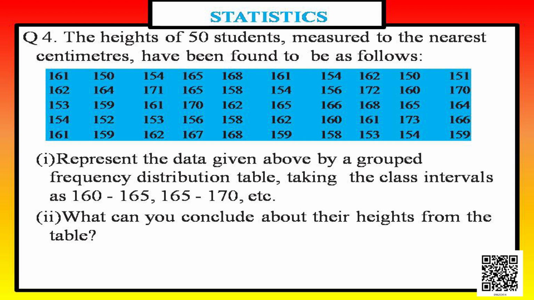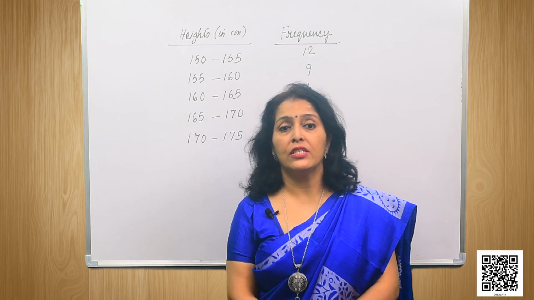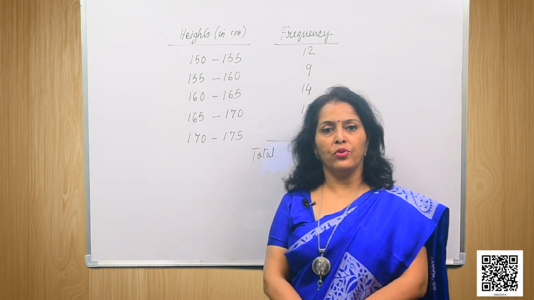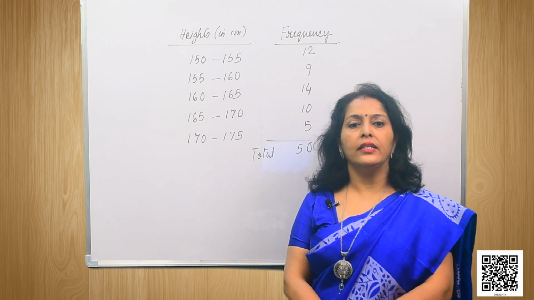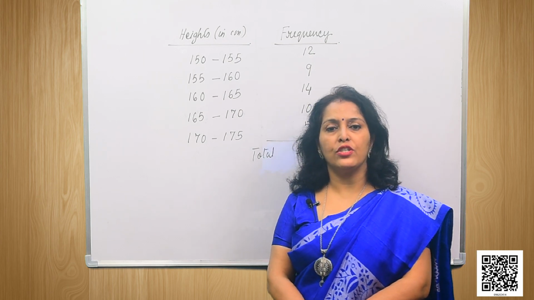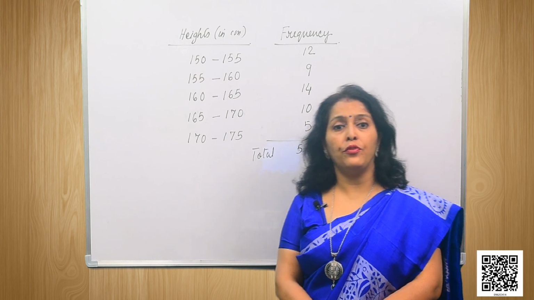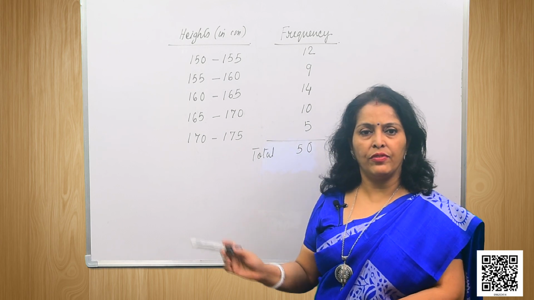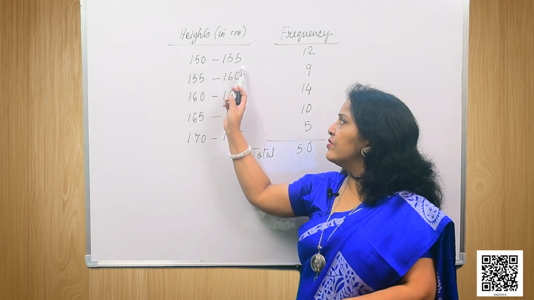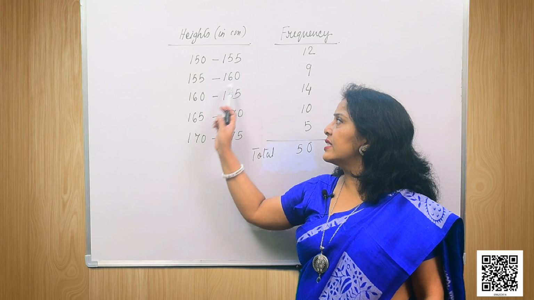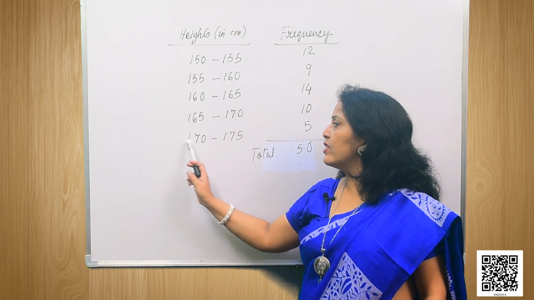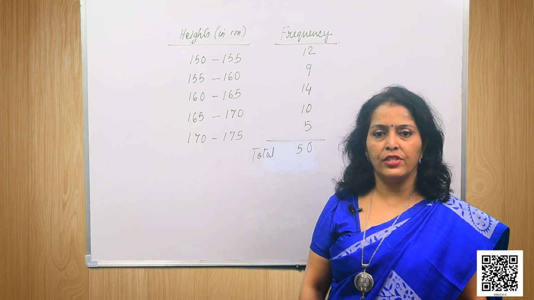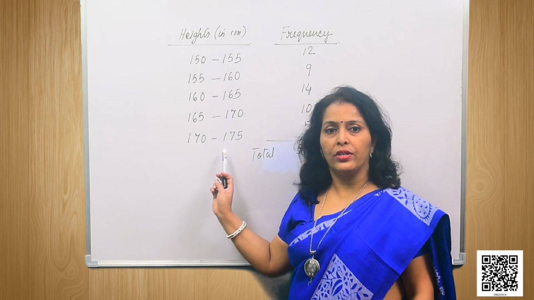So let us make the table first. Okay, so this is the grouped frequency distribution table for question number 4. As it is given that the class interval should be from 160 to 165 and so on, that is a width of 5. I have started from 150 because the lowest number is 150. So 150 to 155, then 155 to 160, 160 to 165 and so on, till I have taken 175 because we have a number 173 also, that has to be included.